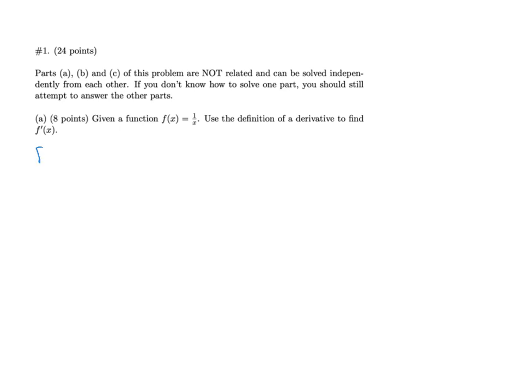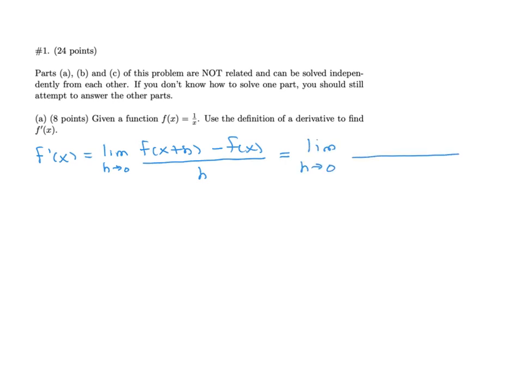In part A, we're going to use the fact that the definition of the derivative, the limit definition, is the limit as h goes to 0 of f of x plus h minus f of x all over h. Plugging into the function 1 over x, we have the limit as h goes to 0 of, in 1 over x, it'll be 1 over x plus h. Then we're subtracting the original function, which is subtracting 1 over x, and we're dividing this whole thing still by h.